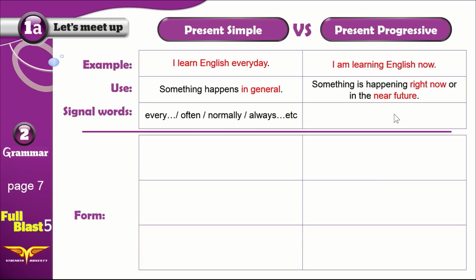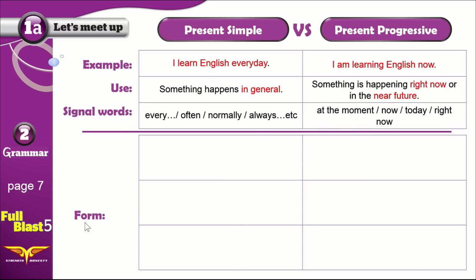In here, we have at the moment. I am learning English at the moment. I am reading a book at the moment. That means right now. I am reading a book today. The same thing. Right now, now, and at the moment give the same meaning.